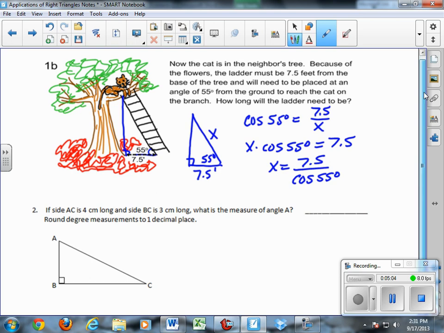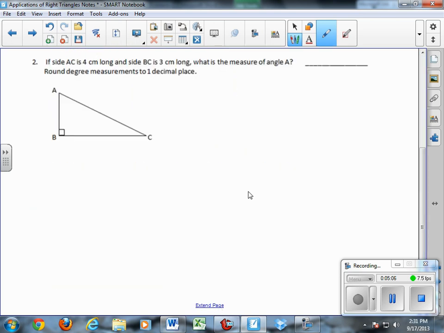Okay, number 2. If side AC is 4 centimeters long, that would be the hypotenuse, and side BC is 3 centimeters long, what is the measure of angle A? So this is what I'm trying to find out. Where are these two sides in relationship to angle A? 3 is the side opposite, 4 is the hypotenuse, so I'm going to use sine. I'll just call my angle theta because I don't know what it is, so sine of theta is equal to 3/4. I need to do an inverse sine here to find this. So theta is equal to inverse sine of 3/4.